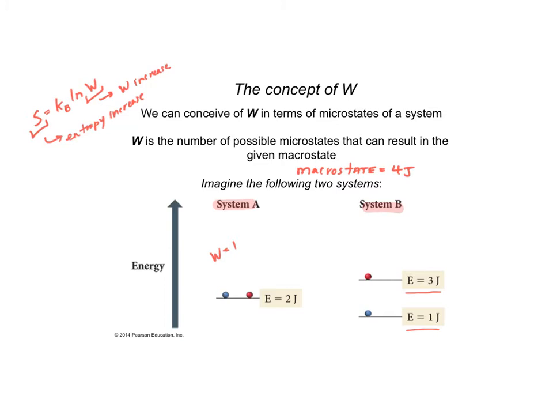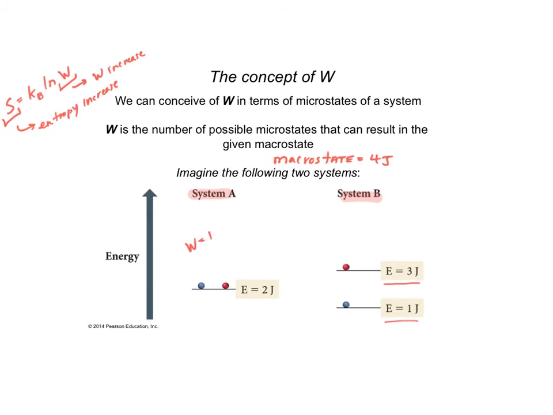Okay, so now let's consider system B, right? So right now, as is in system B, we have the red ball in the 3 joule energy level. We have the blue ball in the 1 joule energy level, right? Total energy is still 4 joules.